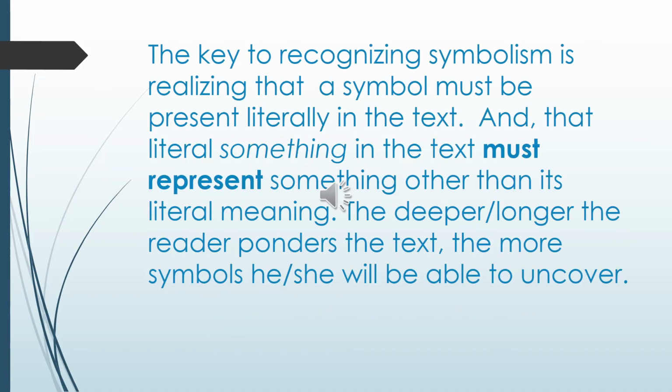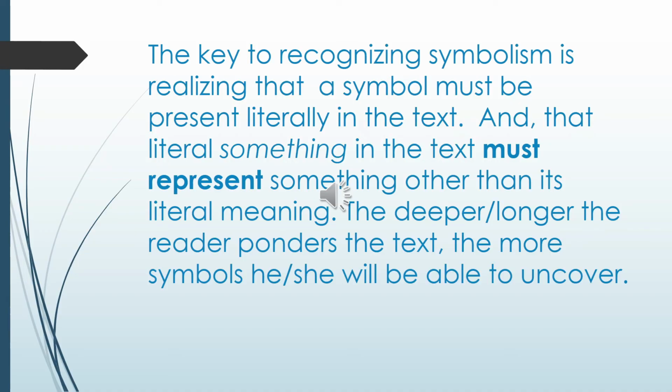So the key to realizing that something is a symbol is that it must be present literally in the text. Something that a character could touch or move or see. And that literal something in the text must represent something other than its original literal meaning. The deeper and longer the reader ponders the text, the more symbols you are going to be able to uncover. They might even be symbols that the author never thought of.